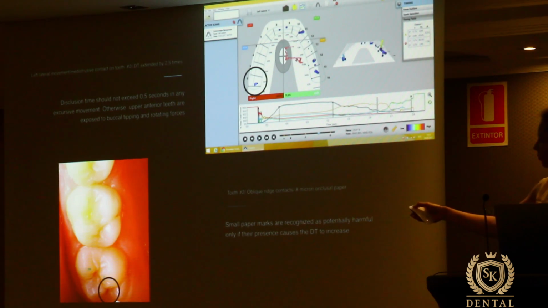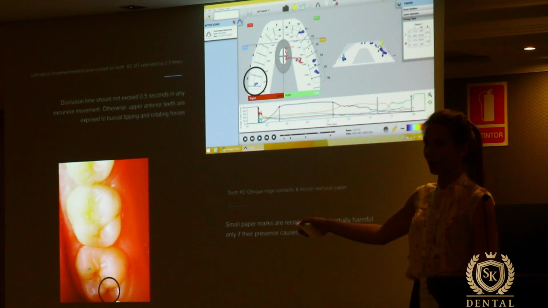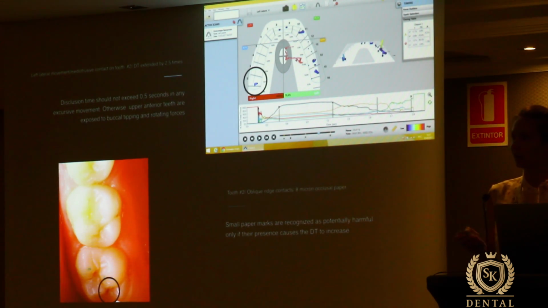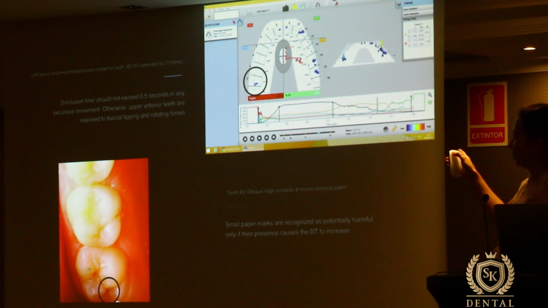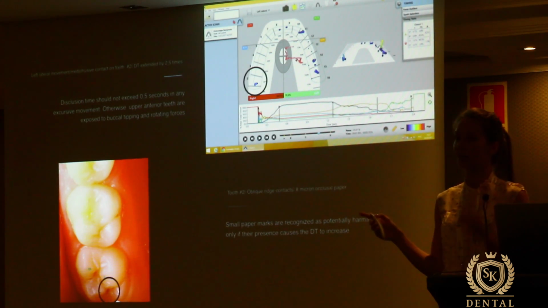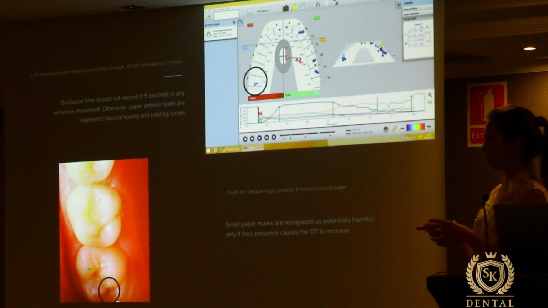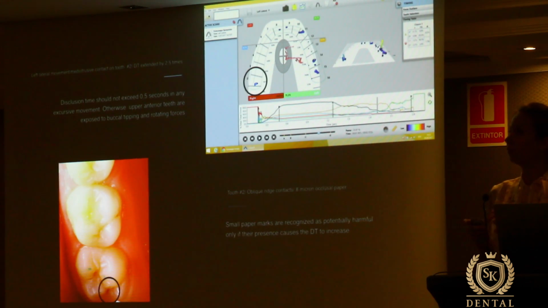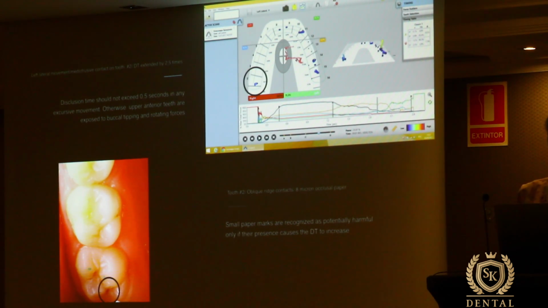So you see the paper marks here, they are all along the occlusal surface of tooth number 2. But which occlusal contact really contributes to this disclusion time? This can be seen only with the T-scan digital analysis. Although there are a lot of marks, Dr. Kirstein has conducted research, and he has concluded that there is a negative correlation between the size of the paper mark and the force that is given by this paper mark, by this occlusal contact.